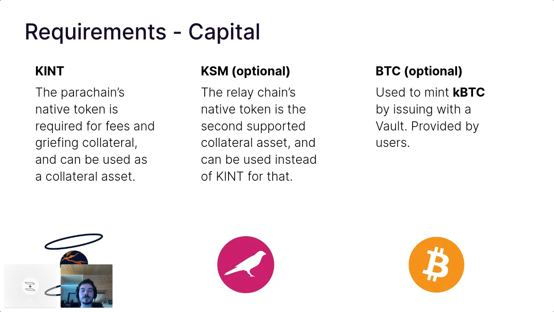KSM, you can bridge over from Kusama onto the parachain. This can also be used as a collateral asset. So you have the choice between KINT and KSM right now. More collateral assets will be coming in the future. Currently, we have these two. On the Interlay network, where vaults are currently not live, but once they do go live, of course, the corresponding currencies will be DOT from the relay chain, and INTR will be our governance token, and they will have similar uses.